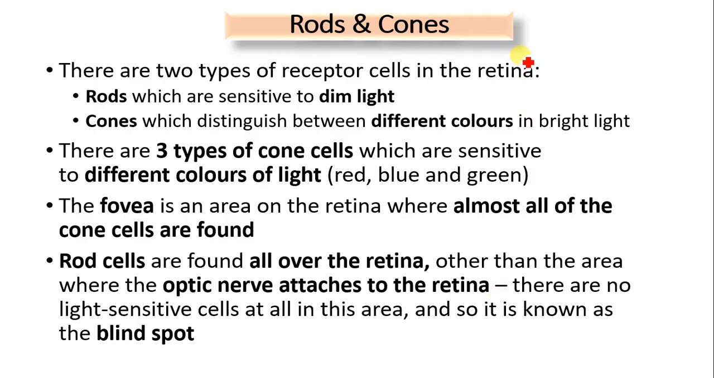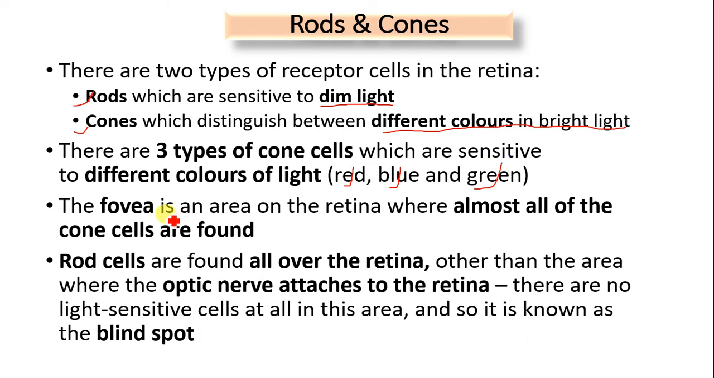So I said we'll look at rods and cones. There are two types of receptor cells in the retina, and these are called the rods and the cone cells. Rods are sensitive to dim light, while cones distinguish different colors in bright light. There are three types of cone cells which are sensitive to red, blue, and green, which are the primary colors. So a combination of these three gives different colors.